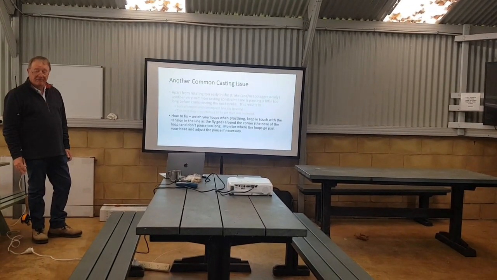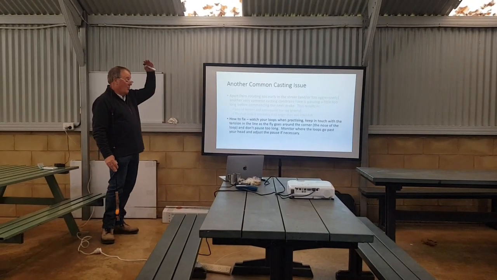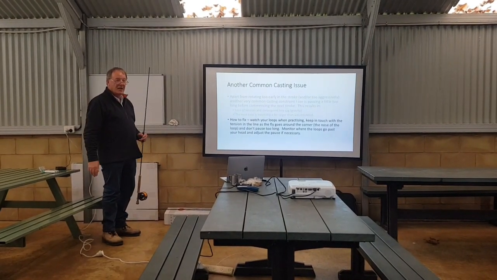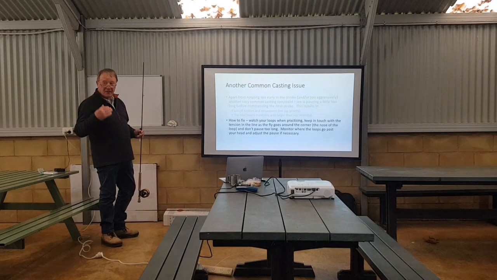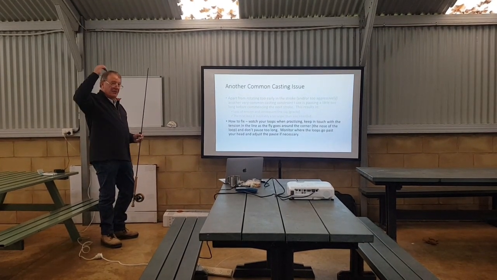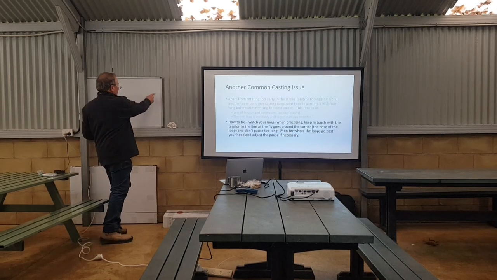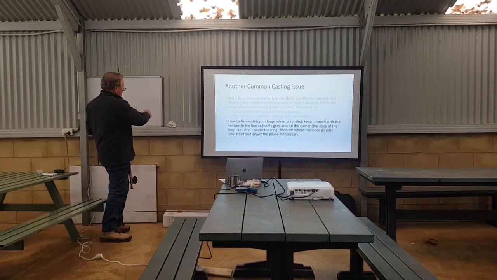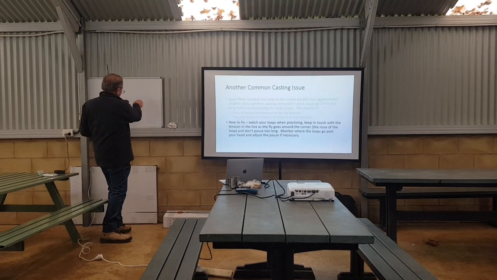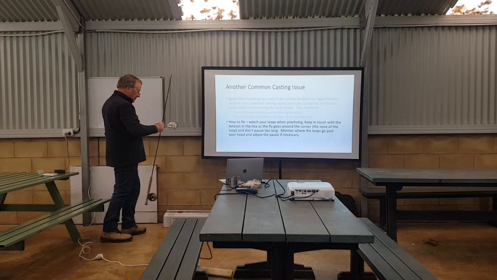So, just monitor where the loops go past you when you're casting, and if they're coming by down here somewhere, shorten your pause a fraction and I'll guarantee they'll probably come by higher up. And what you're doing there is simply keeping the line lined up in a straight line, rather than letting it sag and then go up and then flatten off and so on.